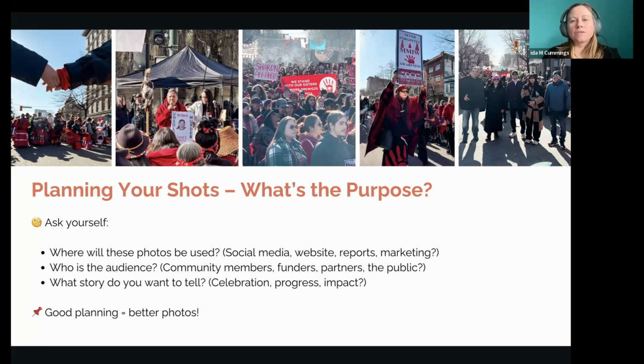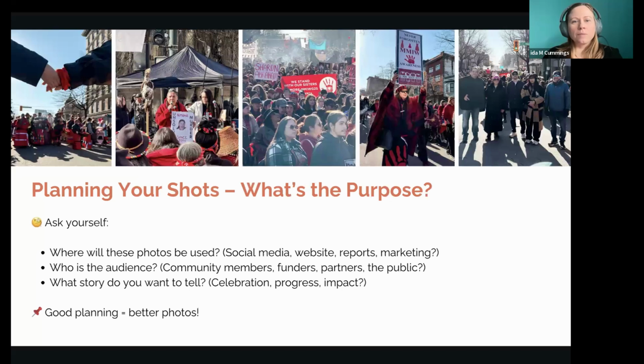And so when you're planning your shoots, before you go to the event, you really have to start thinking about what am I going to use these photos for? Because the more you plan ahead of time, the more likely you are to get good photos as you're photographing, and the more likely you are to get the photos that you need.